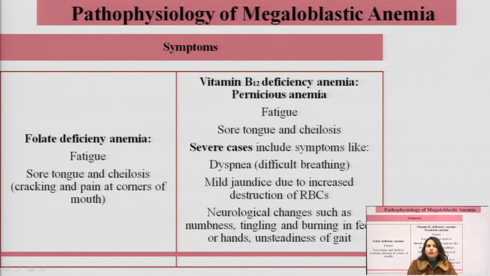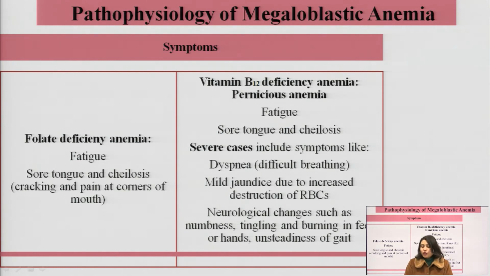Mild jaundice, because we know that the product of RBC destruction is biliverdin, which is a green pigment. This biliverdin then converts into bilirubin, which is a yellow pigment, and the yellow pigmentation is also a characteristic of jaundice, all right.